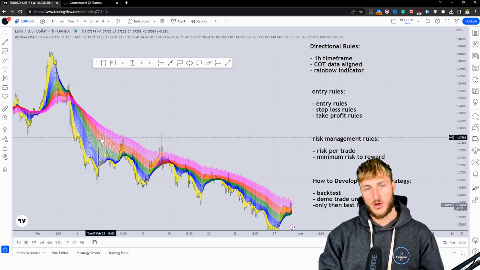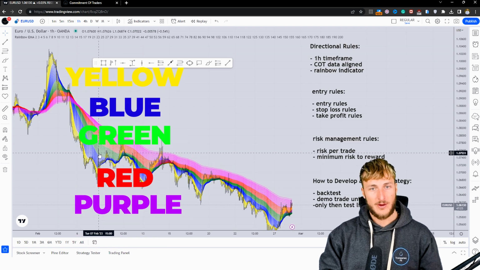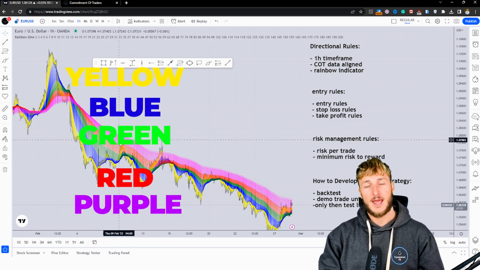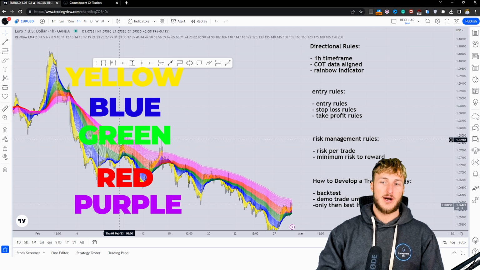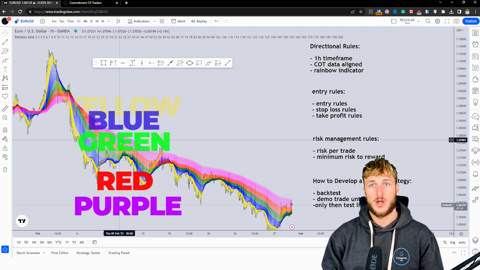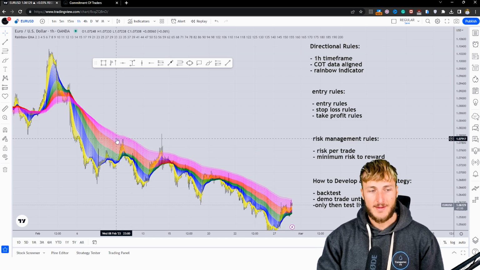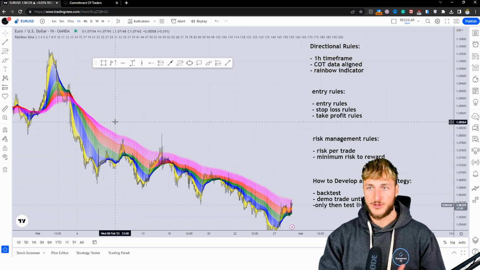And you have the different colors. The quickest EMAs will be yellow, blue, and green. Then you have red and purple. Those are essentially the slowest EMAs, which are also the ones that we are most interested in. We will see that later on when we dive deeper into the rules of this strategy.